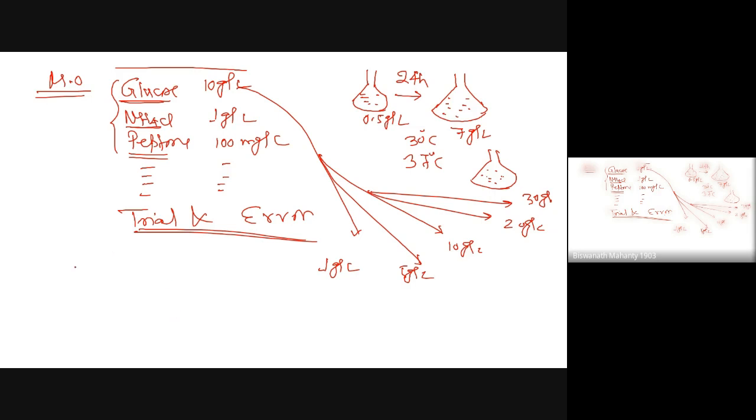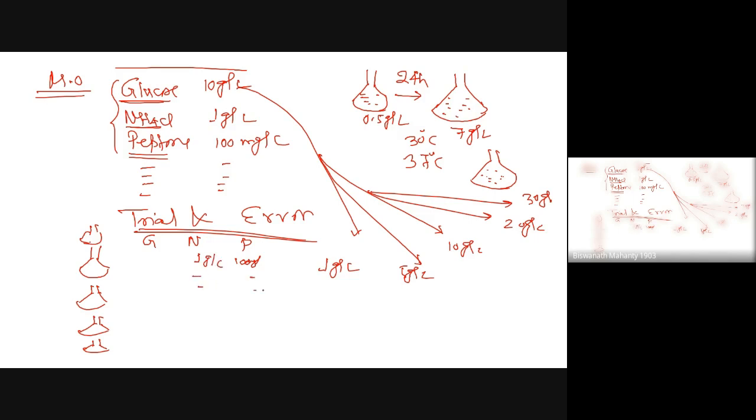So what I am doing is making multiple batches, not only one set. For example, 5 or 6 batches I am creating, and in each batch the media is different. Other things are the same. For example, I'm writing glucose, ammonium chloride, and peptone. Ammonium chloride and peptone I'm always keeping at 1 gram per liter and 100 milligram per liter, so this is always constant.